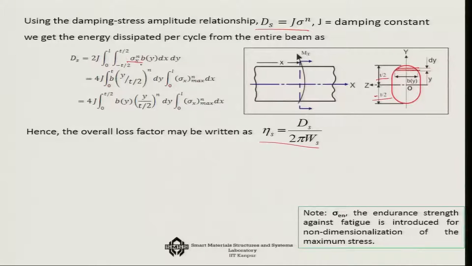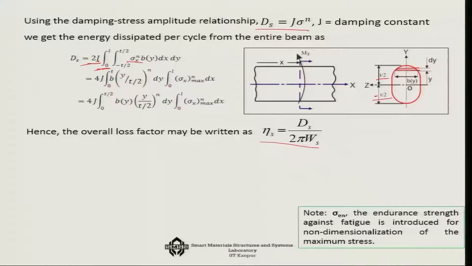These things together go from minus T by 2 to T by 2, and then over the length of the entire sample which is subjected to pure bending, say 0 to L. That is the second integration, and that is multiplied by 2 J. That is how the 2 term is coming, because we are doing it from minus T by 2 to T by 2, or otherwise we have to do it from 0 to T. And J is of course the damping constant that we had earlier discussed for structural damping.